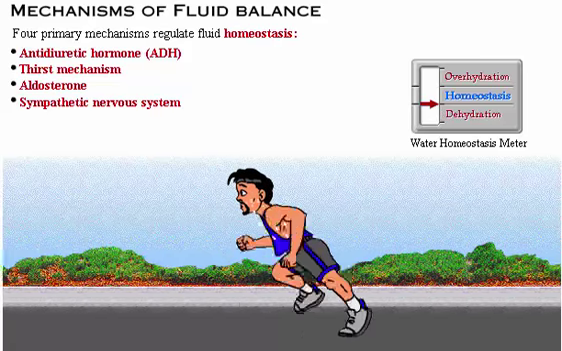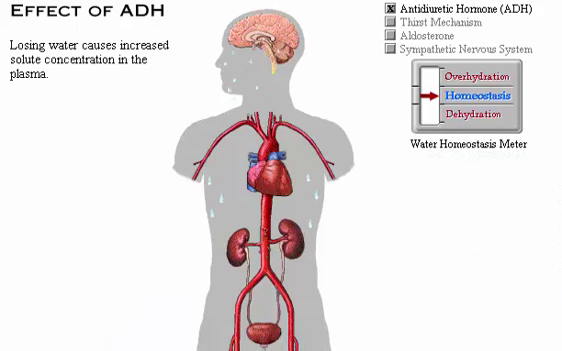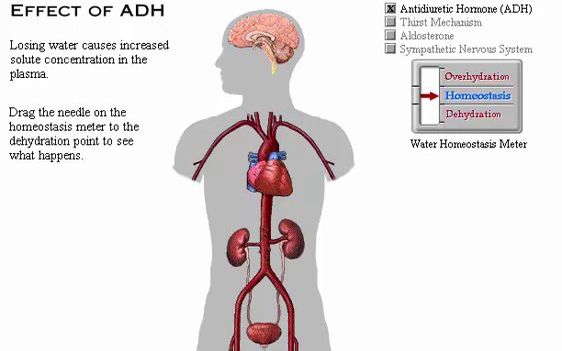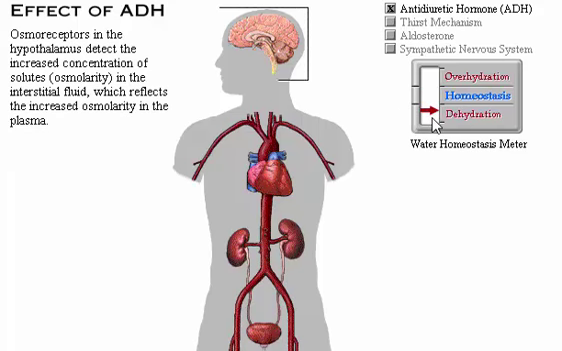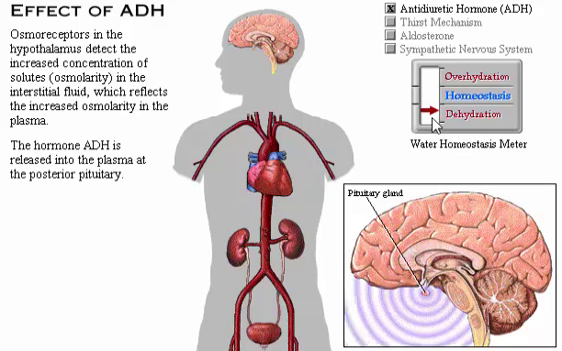When the runner loses water by sweating, his plasma becomes more concentrated in solutes. Drag the needle on the homeostasis meter to the dehydration point to see what happens. Osmoreceptors in the hypothalamus detect the increased osmolarity, or concentration of solutes, in the interstitial fluid. In response, antidiuretic hormone is released into the plasma at the posterior pituitary.